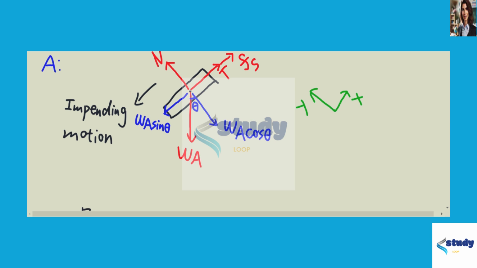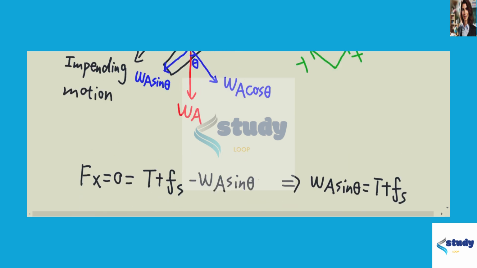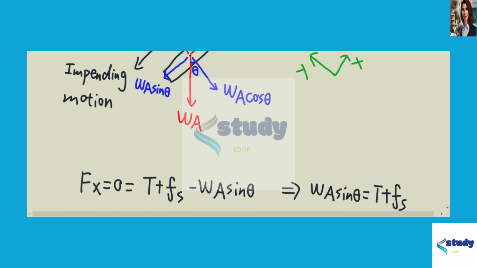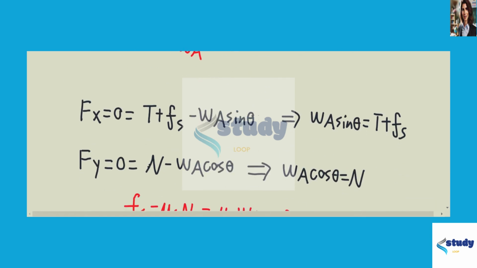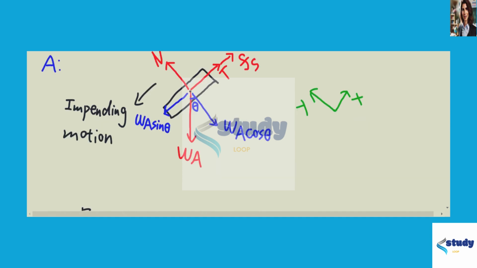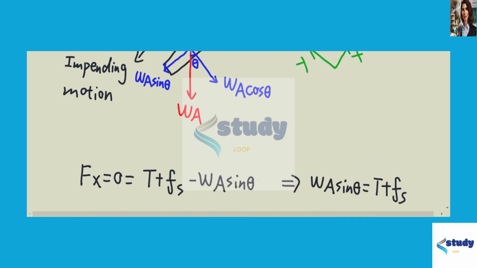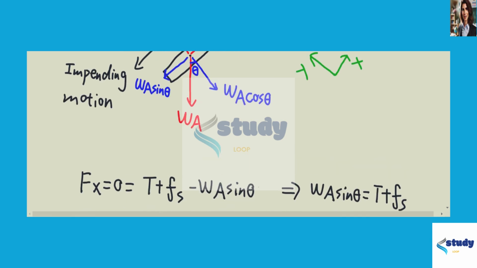So if we consider the y-axis is perpendicular to the surface and the x-axis is along the surface, so therefore we can decompose the WA here. So we have WA cosine theta is the y component of WA, and WA sine theta is the x component of WA. So well, we know the block A at this point is in equilibrium.